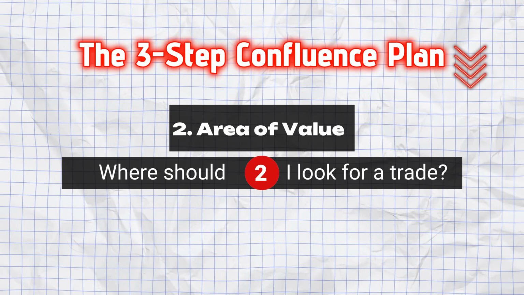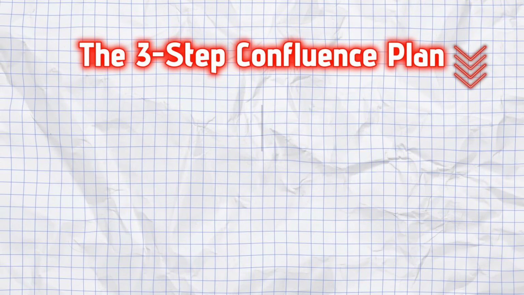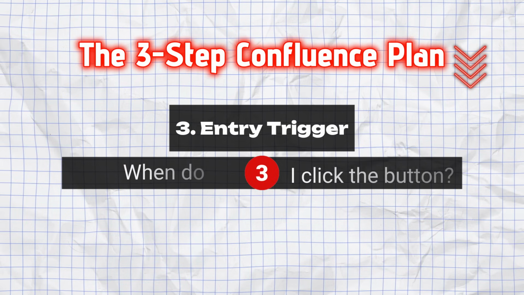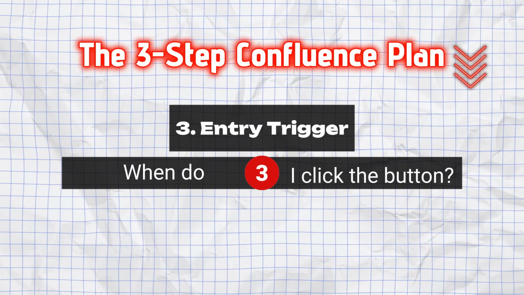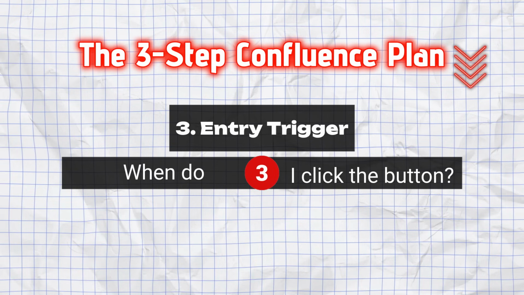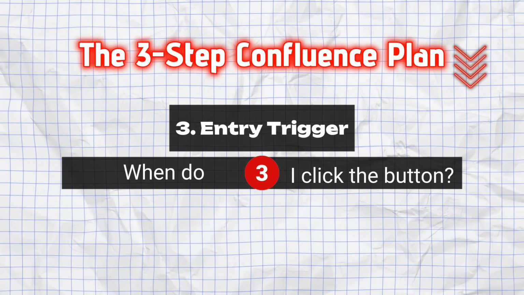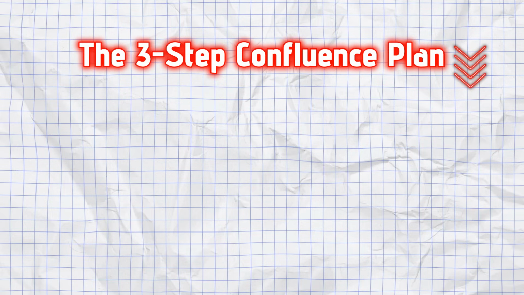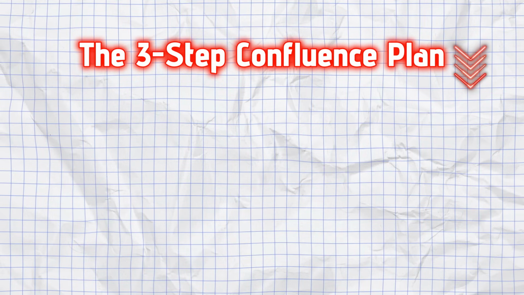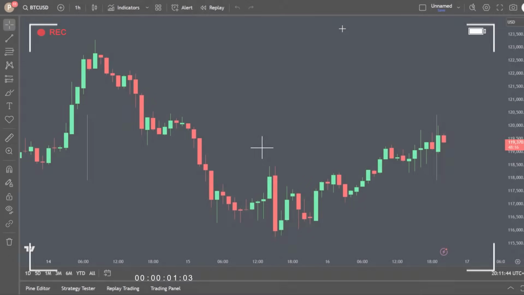We'll wait patiently for the price to come to us. And third, we need an entry trigger. This is our final confirmation signal that tells us, okay, it's time to enter the trade. This 3-step process turns trading from a guessing game into a disciplined, logical plan. And the indicators we've chosen are perfect for each job.